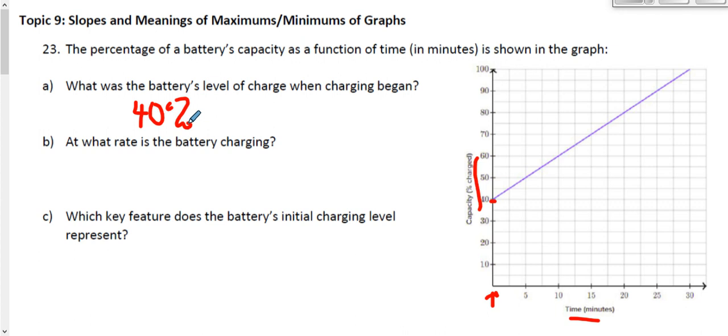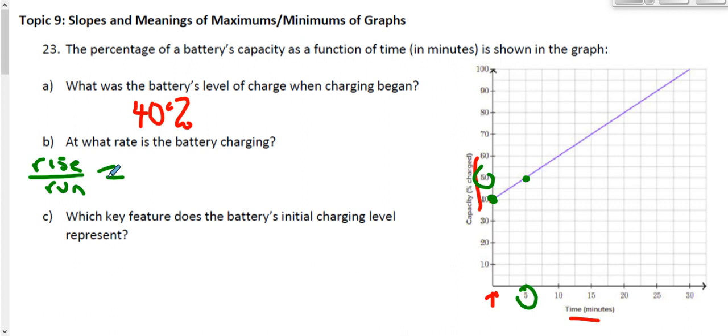At what rate is the battery charging? In order to find rate, I have to do the slope formula, which is rise over run. So we're going to pick 2 points on the graph, preferably with some whole numbers, easiest to compare whole numbers. I'm going to take this starting point right here, which is 0, 40, and I'm going to compare it to this point right here, which comes down to a whole number 5 and the whole number 50. So I'm going to look at rise over run. Now we can use the formula, which is f of b minus f of a over b minus a.